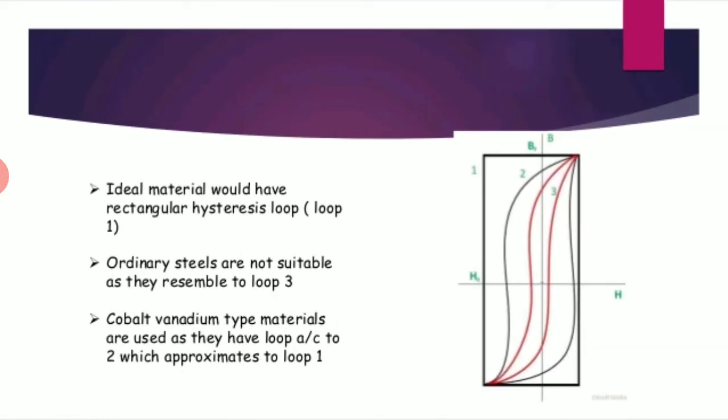The ideal magnetic material would have a rectangular hysteresis loop as shown in the figure. Ordinary steels are not suitable. Cobalt and similar types of material are used, as they have a loop close to the rectangular shape.